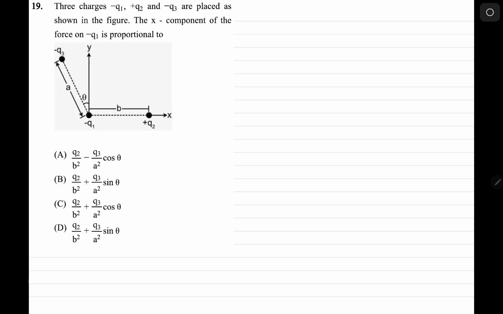Three charges, minus Q1, plus Q2, minus Q3, are placed as shown. The x component of the force on minus Q1 is proportional to what? So we just need to see the x component here. Q3 and Q1 are the same nature charge, so there will be repulsion. And what is the force? K Q3 Q1 by A square. This angle is theta, so this component will be cos theta and this component will be sin theta. So the x component will be K Q1 Q3 by A square times sin theta.